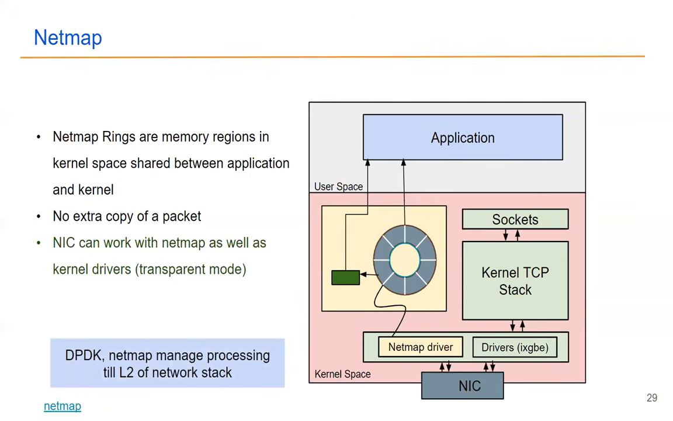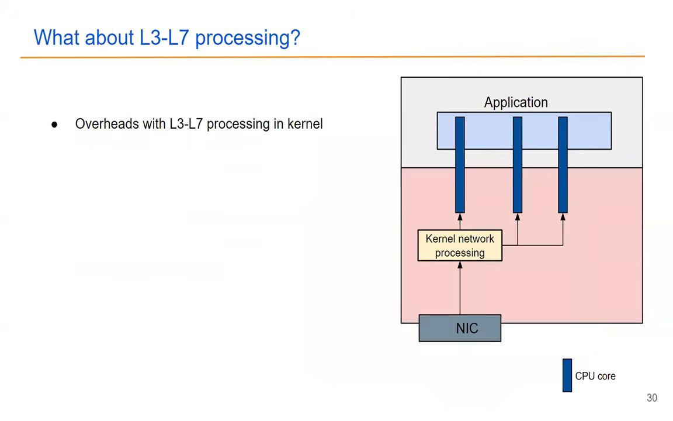Now, DPDK and netmap are good because they bypass the kernel for us and handle the packet processing overheads. But they only provide processing to the layer 2 of the network stack. Then the question is, what about the layer 3 to layer 7 processing? To understand this, let us see the overheads in the kernel pertaining to layer 3 to layer 4 processing and see how they get mitigated in a kernel bypass mechanism.